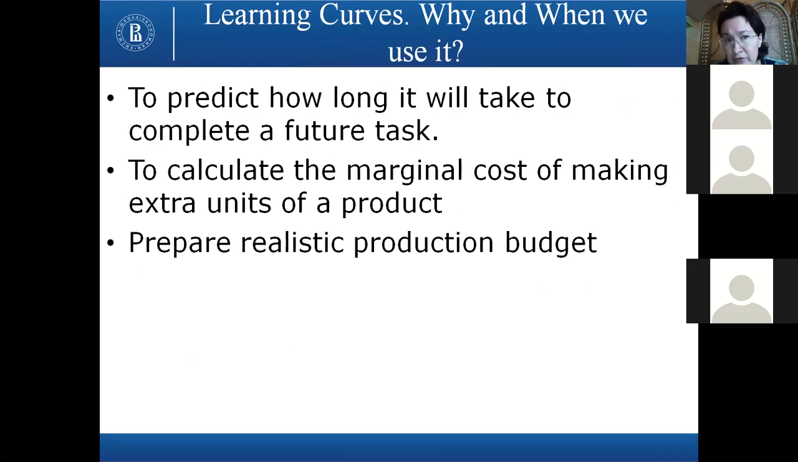So when we use this learning curve method, we use it to predict how long it will take to complete a future task. So how long we can take to complete a task, or manufacture, for example, some products with a certain efficiency. Or we can use this method to calculate the marginal cost of making extra units of products. Also, we can use it for preparing the budget.